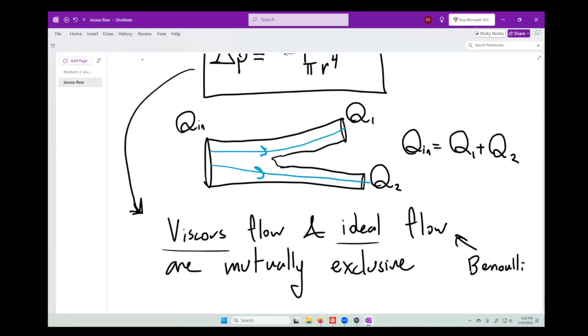Ideal flow means a flow without viscosity, where we're neglecting viscosity. So these two will never appear together in the same problem. Would we be asked to find the pressure from Q in to Q1? I'm not sure what you mean by that. If this were a constant radius here, you could be asked to find the pressure drop from here to here, but you couldn't be asked to find the pressure drop from here to here because that's not a tube with a constant radius. So this equation wouldn't apply.